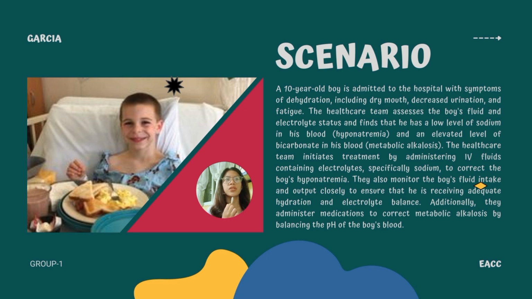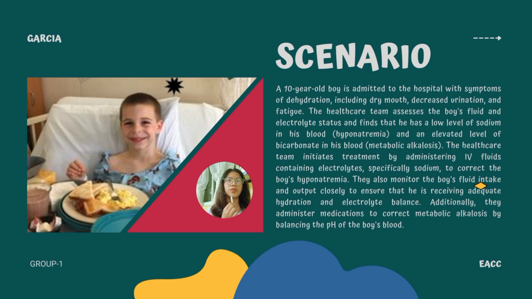And also, minonitor nila yung fluid intake and output ng bata closely to ensure that he is receiving adequate hydration and electrolyte balance. Additionally, they administer medication to correct metabolic alkalosis by balancing the pH of the boy's blood. And then nag-educate din sila sa bata and sa family about the importance of maintaining adequate liquid and electrolyte balance, as well as the signs and symptoms ng dehydration and electrolyte imbalances.